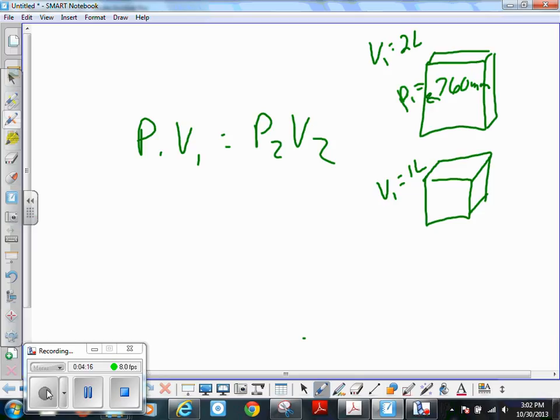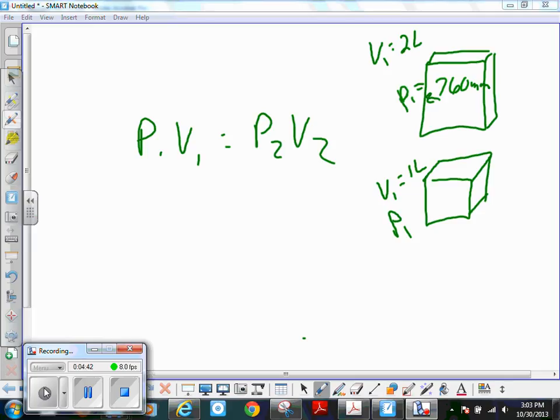We can use the math now. So what you want to do here is you want to solve. We're looking for P1, right? So do you guys know how to solve algebraically for P1? What do you have to do? So what do I do to solve for P1 mathematically? What do you guys say?